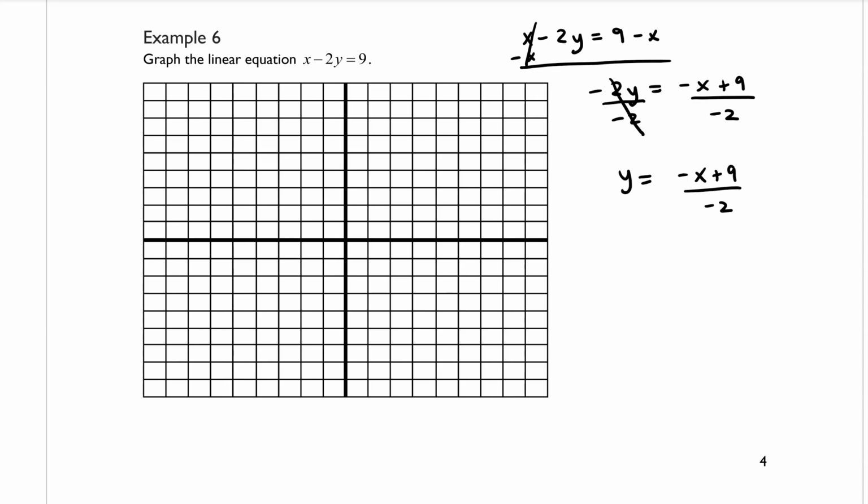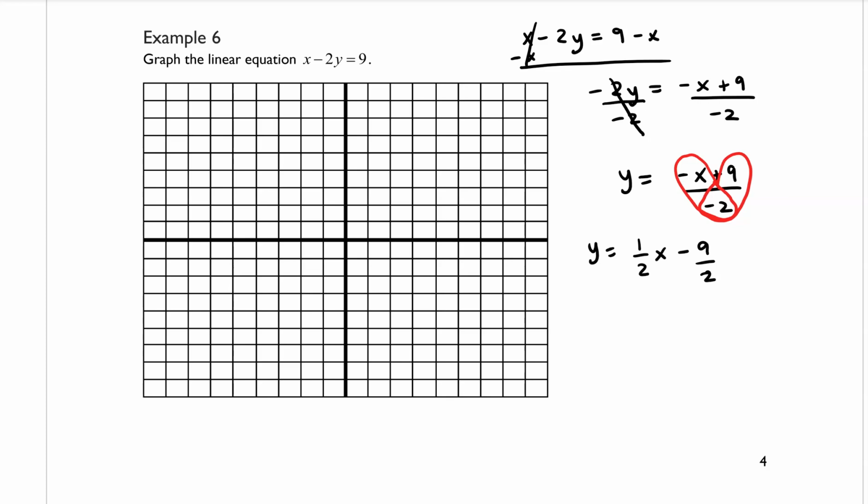Now, when I was taking algebra, my algebra teacher would say that we simplify this by using a heart. So I'm going to draw a heart like this because we have to divide negative 2 into both of these terms. And if you draw that, it kind of looks like a heart. So y equals negative x divided by negative 2 is just 1/2 x. The negatives cancel each other out. And then 9 divided by negative 2 is just minus 9/2.